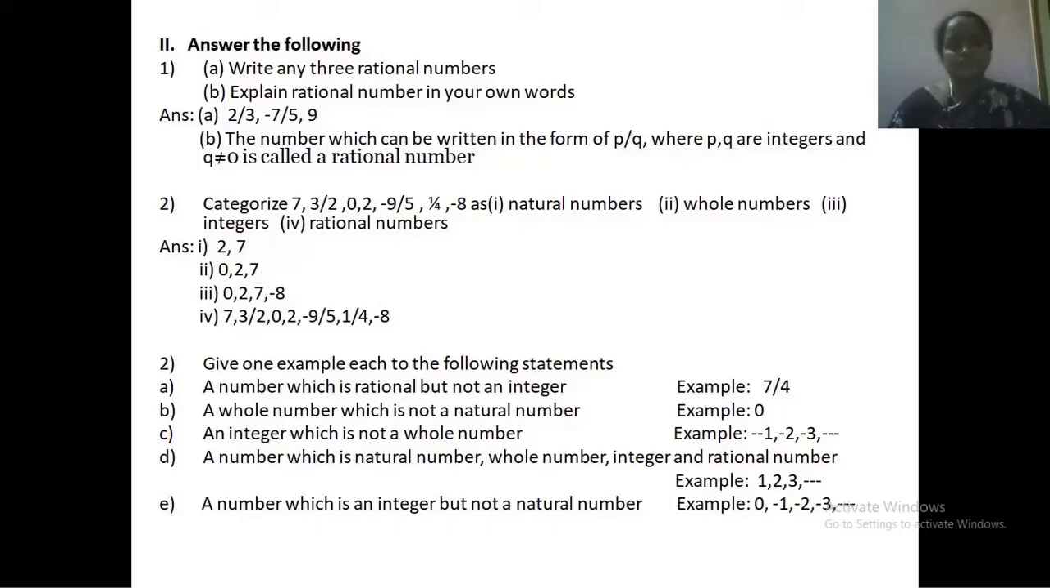Natural numbers are 2 and 7. Next whole numbers 0, 2, 7. Integers are 0, 2, 7, minus 8. Next, last one, fourth one, rational numbers. Here all natural numbers, whole numbers, integers, all will come under rational numbers. So all the given numbers will be rational numbers here.